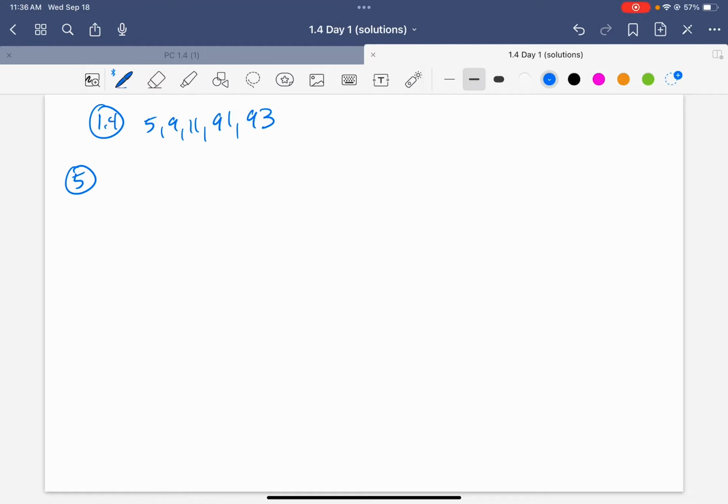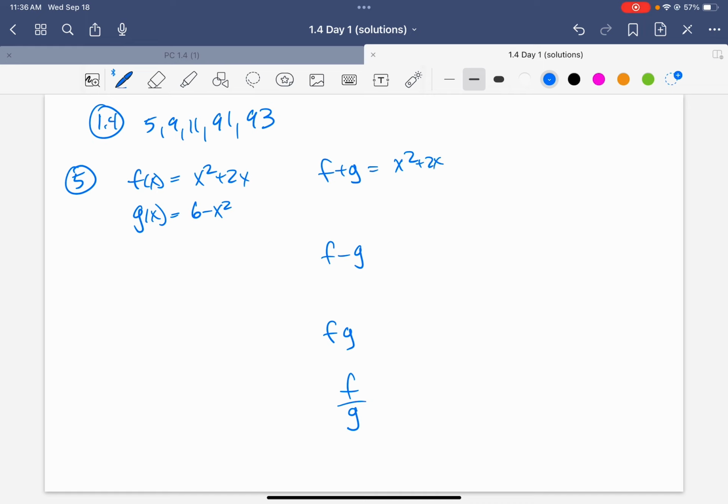All right, let's do 1.4. So if I look at number 5, it says given the function f of x is equal to x squared plus 2x and g of x is equal to 6 minus x squared, it wants us to find f plus g, f minus g, fg, and f divided by g. And then find the domain for each. Well, the first one is just this thing and this thing.